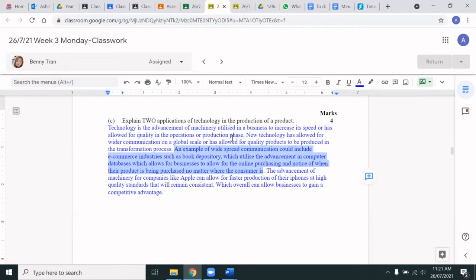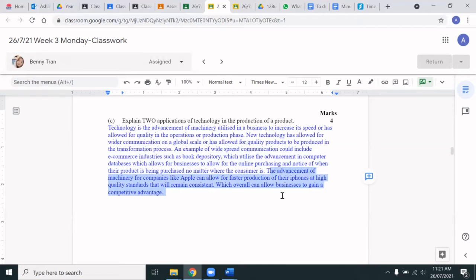Yeah, I think so. We're sort of seeing here, explain. So tell me exactly how this technology is used to create the product. Probably the advancement of machinery for companies like Apple can allow for faster production of iPhones at high quality standards that will remain consistent, which overall can allow business to gain competitive advantage. Yeah, so see here, the first one's probably right, but this one's a bit more of a tangible thing to look at.